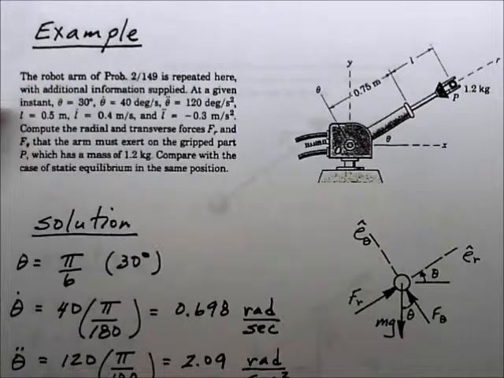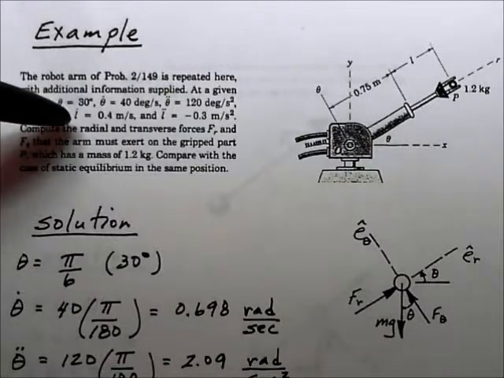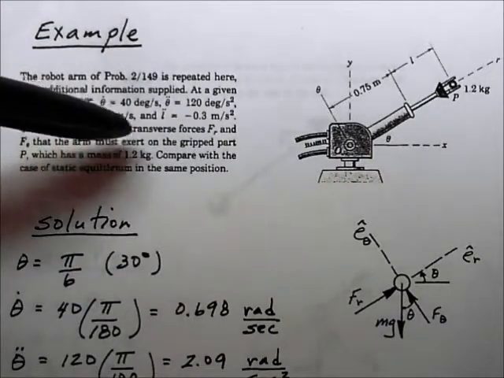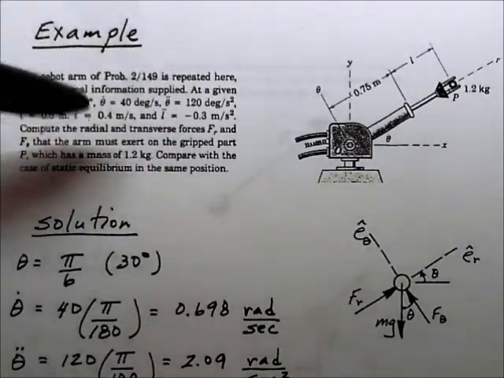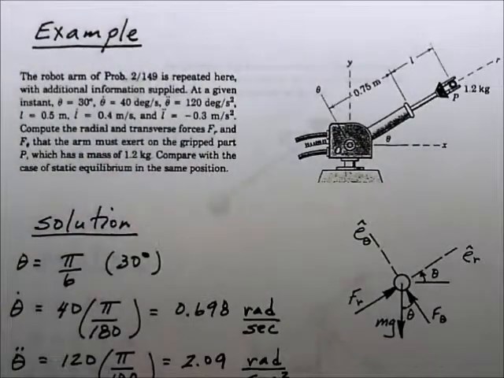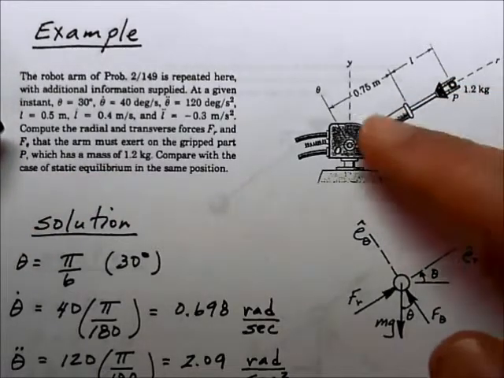We are also told that L at that instant is 0.5, and L dot is 0.4 meters per second, and L double dot is minus 0.3 meters per second squared. Now, there is something that is fairly easy about this one: they've told us everything there is to know about theta, and almost everything about R. We're not going to have to take any funny derivatives to find R dot and R double dot, because R and L are only different by a constant.